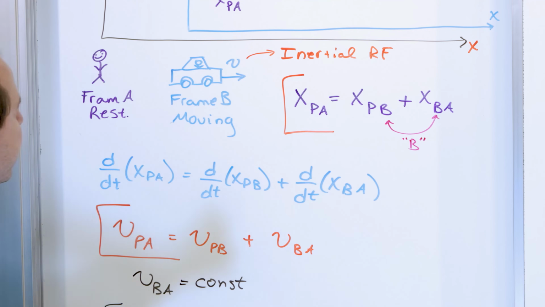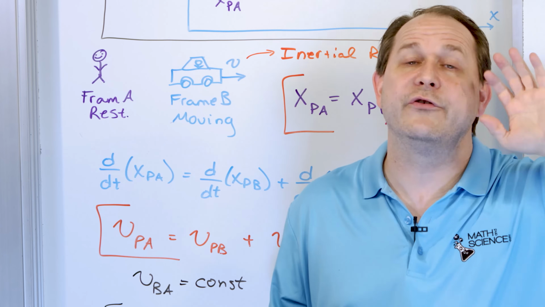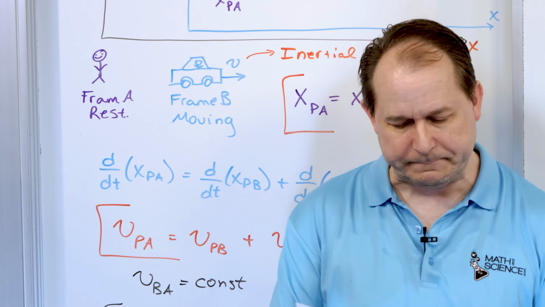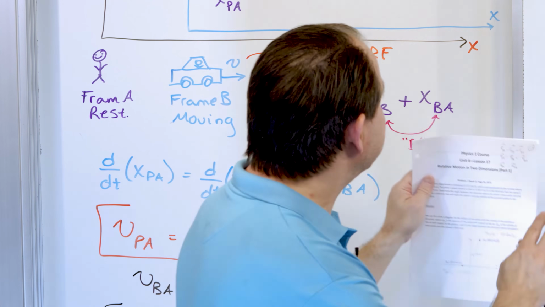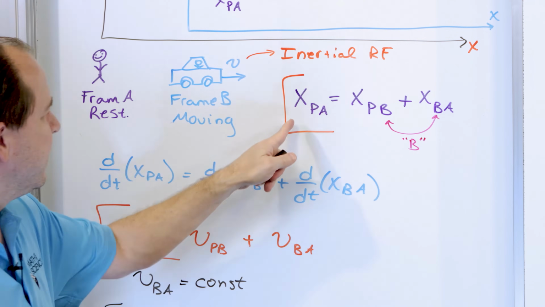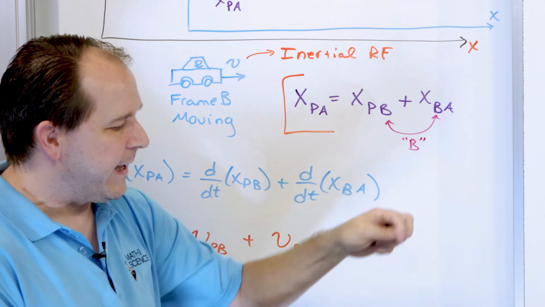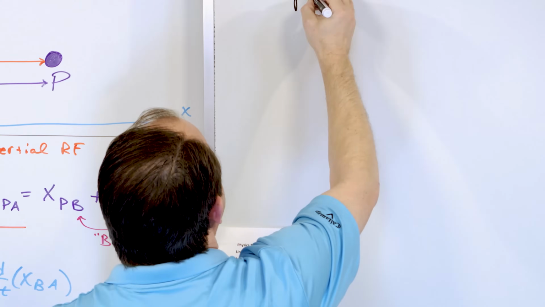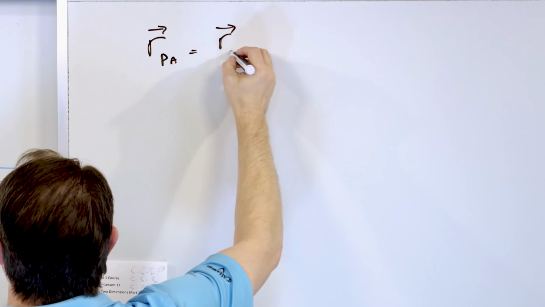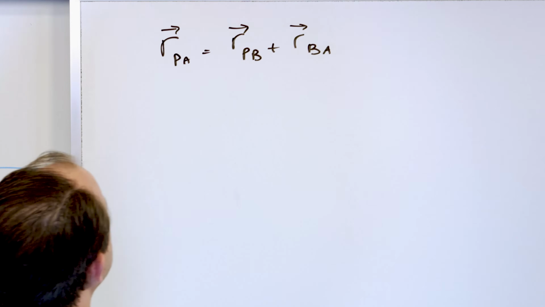How do we go from working in one dimension, only the x direction, to 2 dimensions, the xy plane, or to 3 dimensions, the xyz three-dimensional space we live in? Well, I'm not going to draw another picture because I have to draw 3-dimensional coordinates and it gets ugly. But basically, these equations turn into vector equations. So remember this, x, PA, PB, and BA. So those turn into position vectors. R, PA, is equal to R, PB, plus R, BA, right?